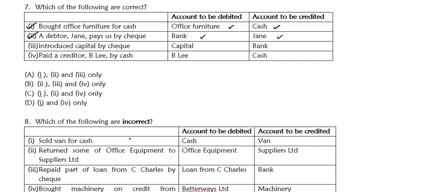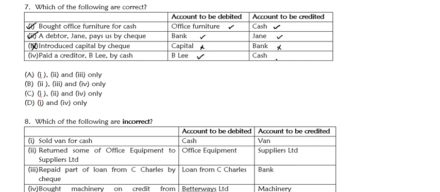Introduce capital by check. Account to be debited, capital? No. Account to be credited, bank? No. That is wrong. So option 3, this is a distractor. It's wrong. Pay the creditor, bill by cash. When you pay a creditor, of course the creditor's account has to be debited. That is correct.